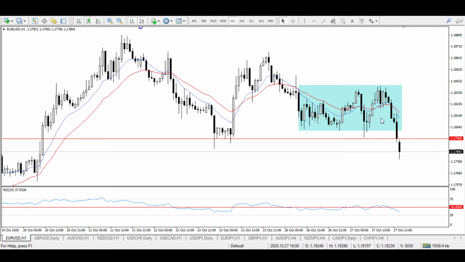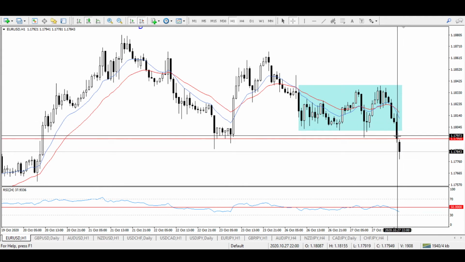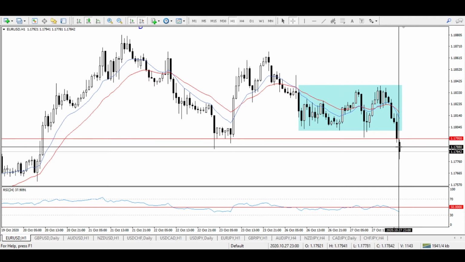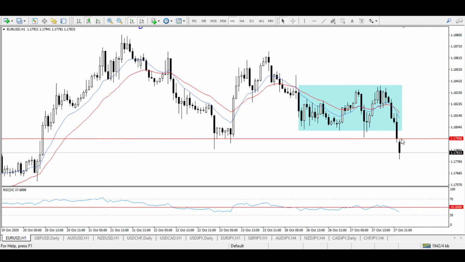I was waiting for the breakout of this sideways rectangle to enter a position, and right after the market broke this rectangle and closed well below it, I took a sell position right here at 1795. If you haven't taken your sell position at 1795, the market is a little far from this point, 11 pips. So what you can do is place your sell limit at 1795. The market may hit your sell limit in upcoming hours.